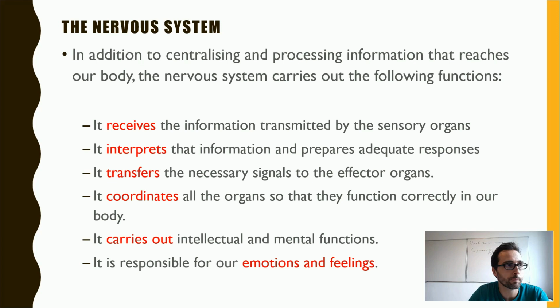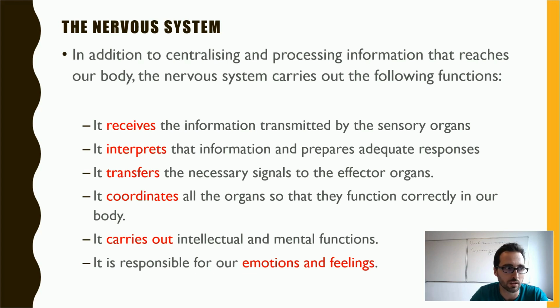Now we're going to start with the nervous system, and you need to know something about its functions. The first one is that it receives the information transmitted by the sensory organs. It receives the information, interprets it, and prepares an adequate response. It also transfers the necessary signals to the effector organs. So it receives, interprets, and transfers the information.